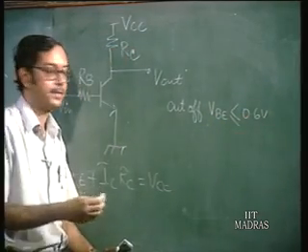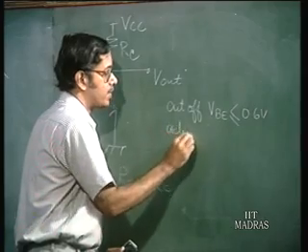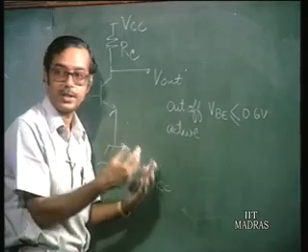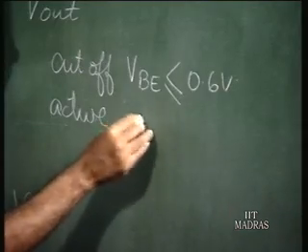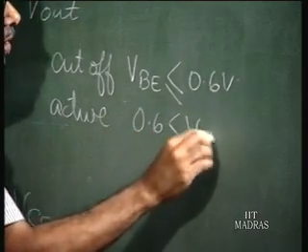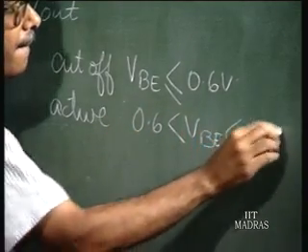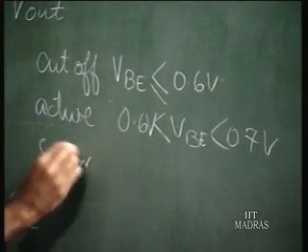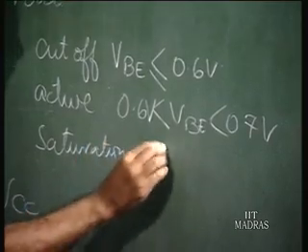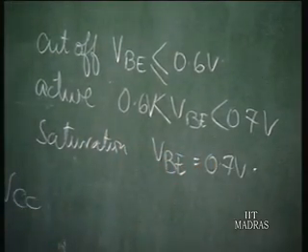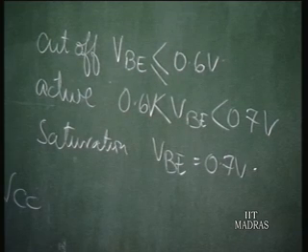In the active region, you are increasing the base current, so the base emitter voltage should increase. So let us say it lies between 0.6 and 0.7 volts, and in the saturation region, let us say VBE when it reaches saturation is equal to 0.7 volts. Just this is an assumption, just for the sake of doing some analysis.